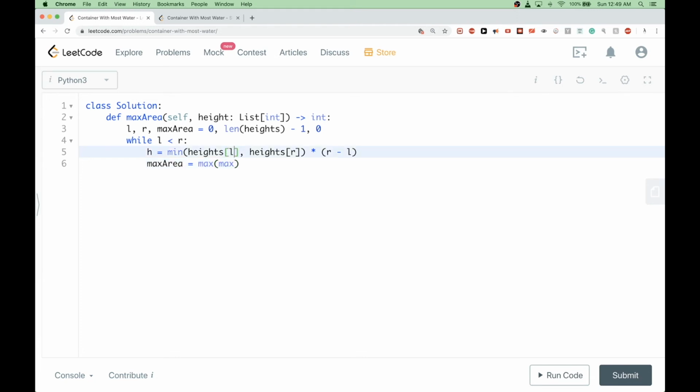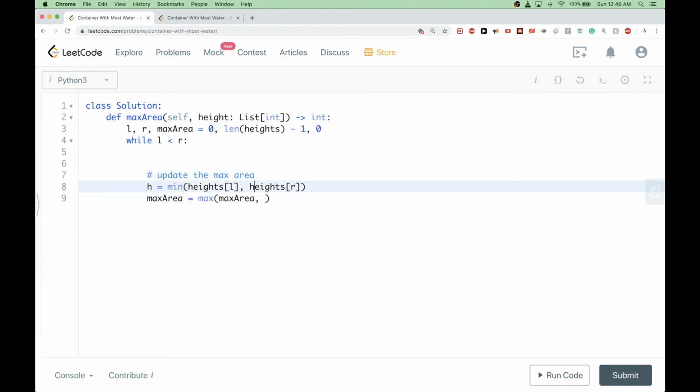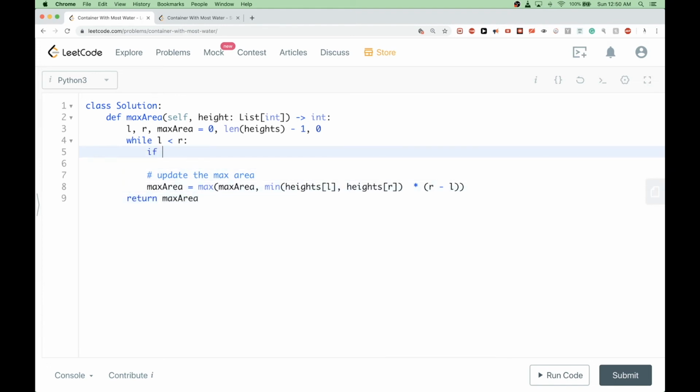And so that would mean, oh, actually, sorry, I need to do that at the end, right? So this is the height, and that's max area. This is basically the part where we update the max area. And it would be the width multiplied by the height. You can just take this, put it here, return max area at the end, and here we can just do what I just did in the pseudocode, which is whichever one is smaller is the one that we need to advance.